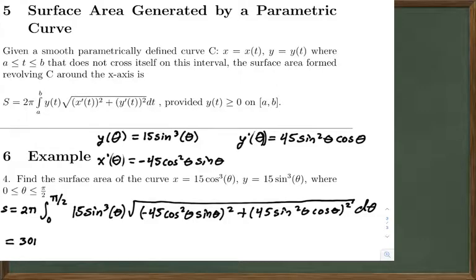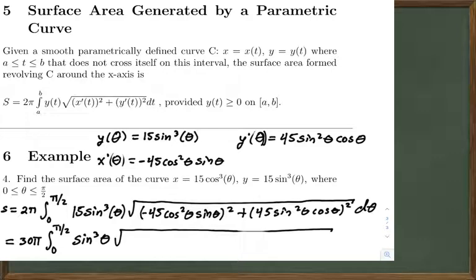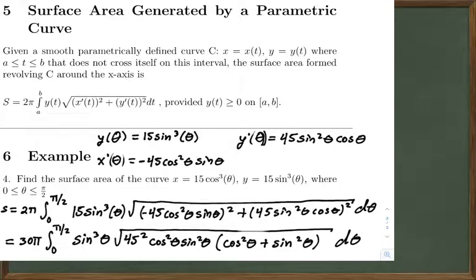So it's going to be 30 pi, so slide out the 15, integral from 0 to pi over 2, sine cubed theta, and then we're going to have a 45 squared, so we're going to factor that out. And then we're going to have a cosine sine squared, and then a sine squared cosine squared. So that's going to give us a cosine squared theta and a sine squared theta in common, so we're going to factor that out. When we factor that out, we have cosine squared theta plus sine squared theta left over, and we're going to integrate that with respect to theta.